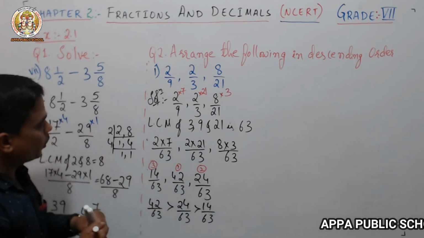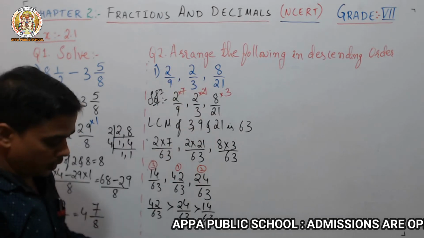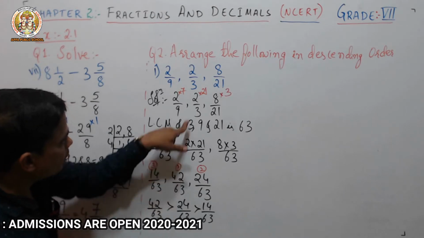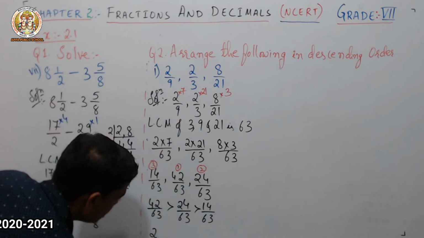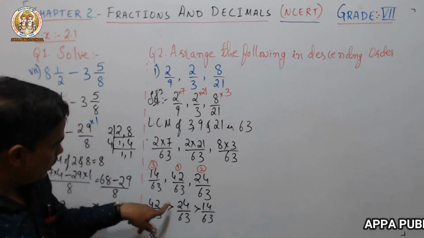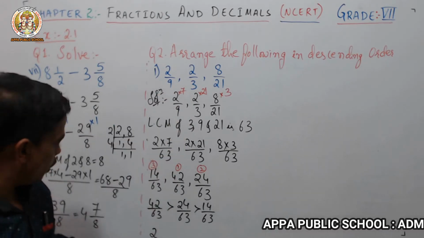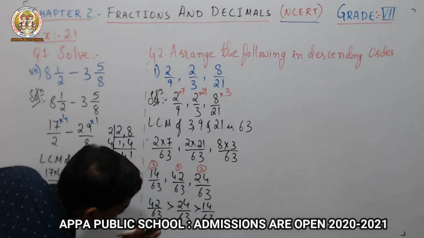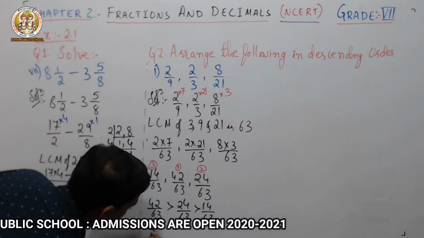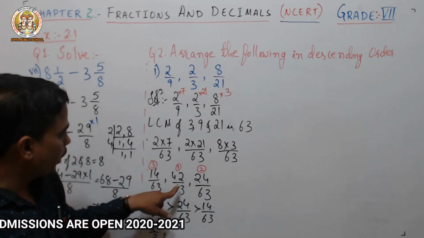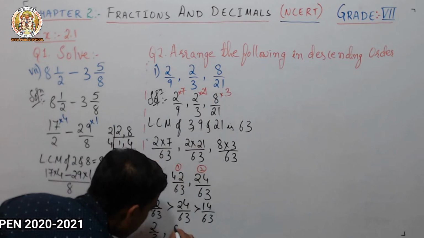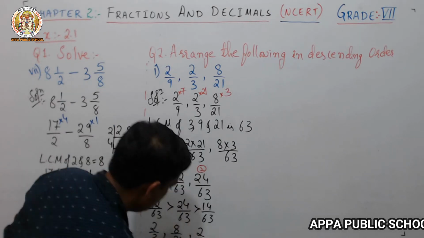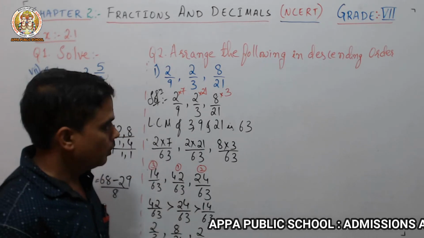But this is not my question. My question was 2 by 9, 2 by 3, 8 by 21. So see here, 42, the middle number, is 2 by 3. I will write 2 by 3, comma, after that 24, the next number, that is 8 by 21, comma, the remainder is 2 by 9. So this is in descending order, right?